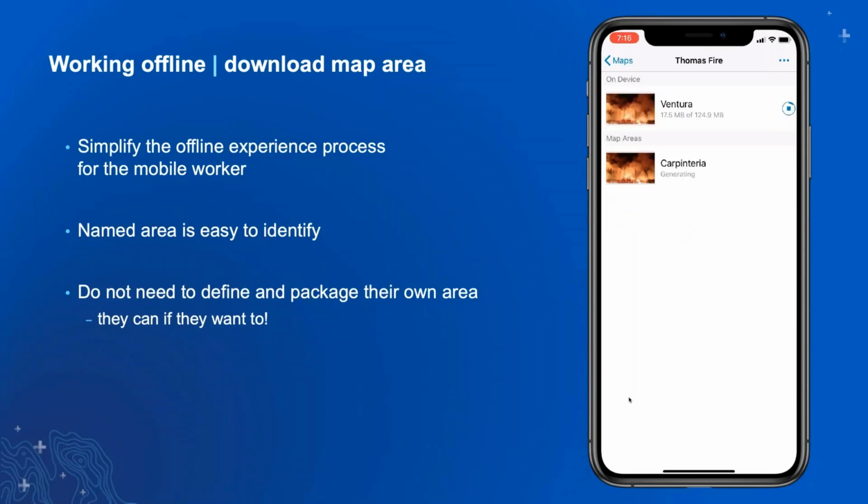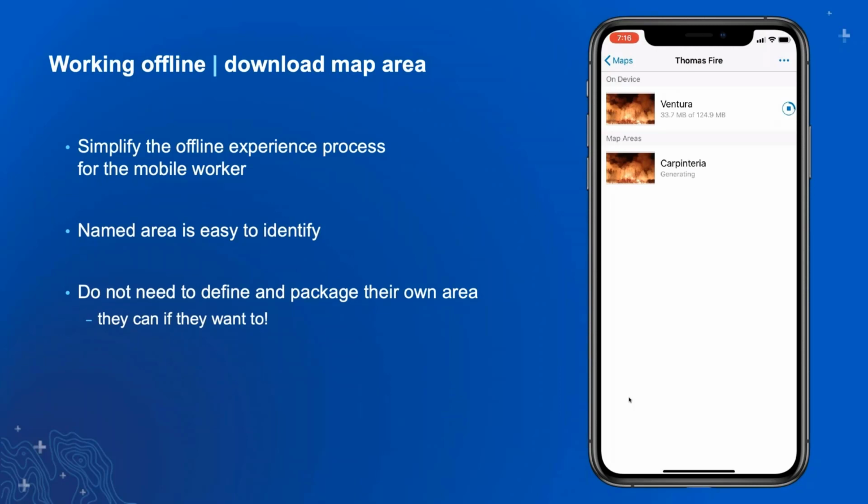offline areas, and all I had to do was figure out which one I needed to work on. If I'm supposed to be working in Ventura, I just go ahead and tap that and download it. It's like downloading your latest Netflix show. Again, very easy.